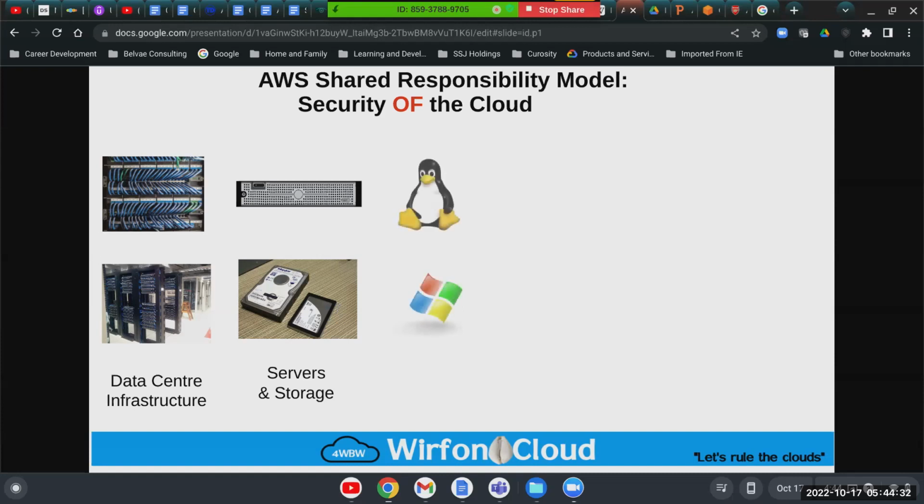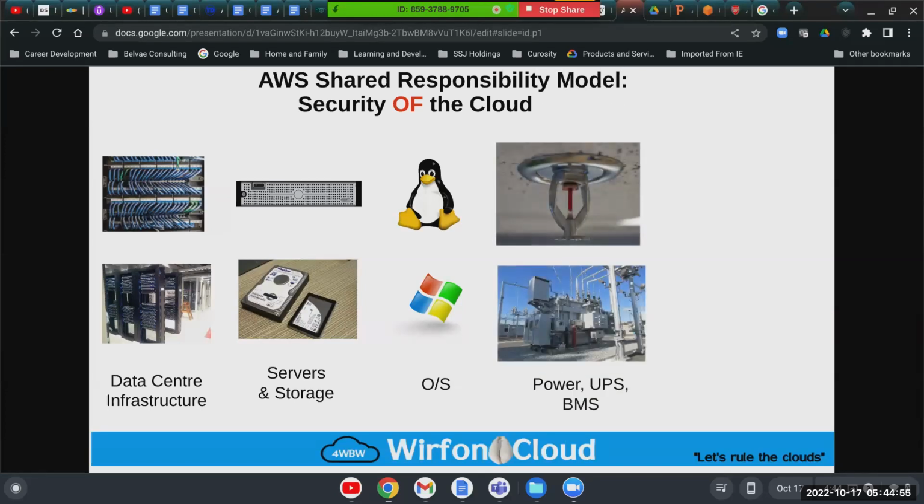The next element involves the operating system. So AWS will provide you a base level of the operating system, either Linux or Windows, on which your servers will actually run. They'll make sure that the base operating system they give you is a secure version. It's a genuine version, right?